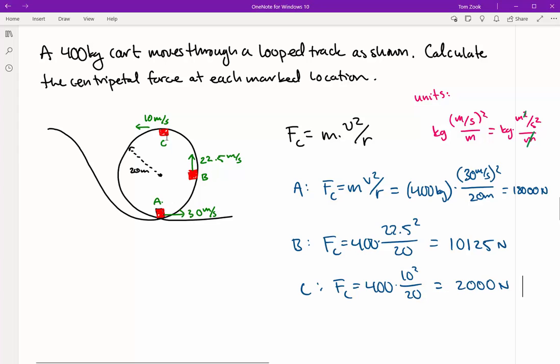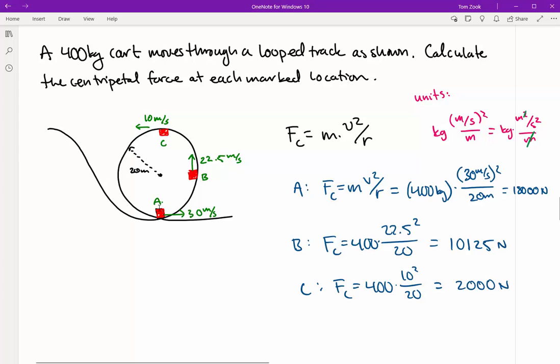So it doesn't require as much force to make it go in a circle because it's going a lot slower. The faster you go, the harder it is to make something stay in a circular path. In this case, the force that is causing it to go in a circular path is going to be a combination of two things: gravity, which is always acting straight down, and the track providing a normal force.